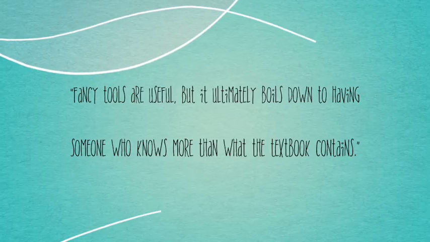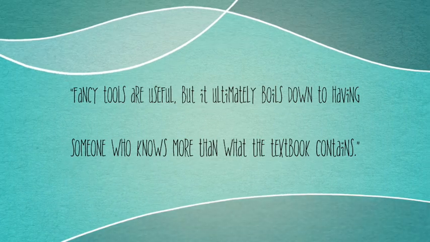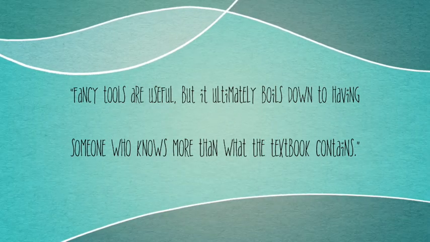According to Serhat Kurt in 2016, when selecting technology, media, and materials, you might choose simple things like chalkboards or whiteboards, or maybe more complex things like PowerPoint, Google Forms, Google Docs, or more. Fancy tools are useful, but it ultimately boils down to having someone who knows more than what the textbook contains. This cannot be forgotten because in order to be effective, you can't just rely on textbook materials and pencil and paper. Effective lessons go beyond that, which is what the Assure model helps educators do.